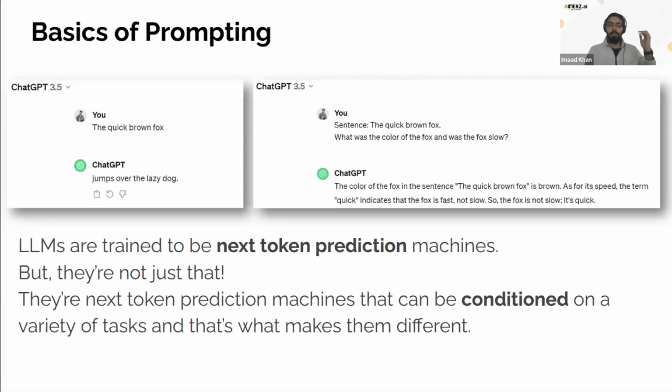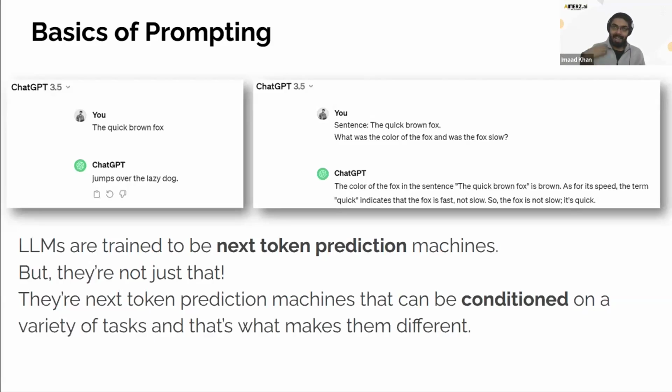So if you see the first image on the left, the quick brown fox. This is my input, the quick brown fox. And then the output from ChatGPT is jumps over the lazy dog. How did ChatGPT know that I wanted jumps over the lazy dog? That's a question that anybody would get, right?